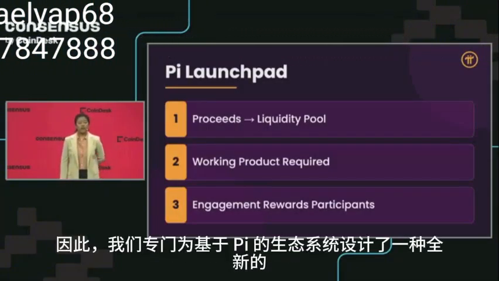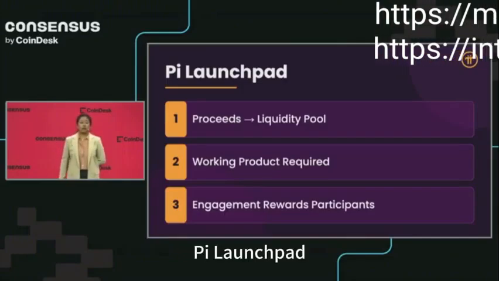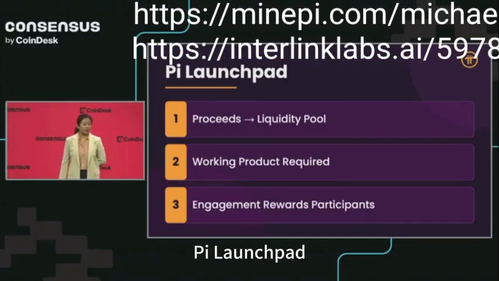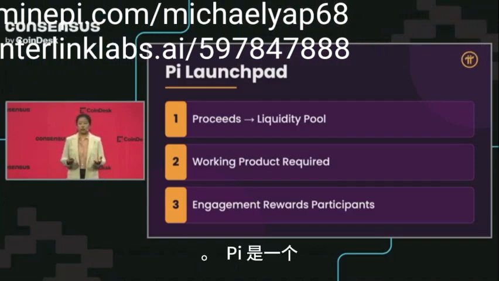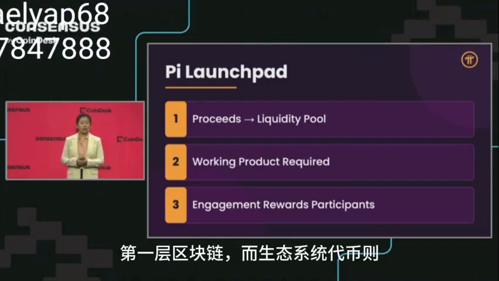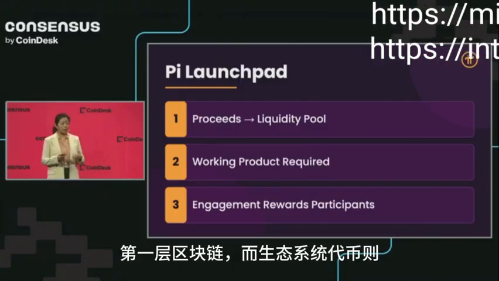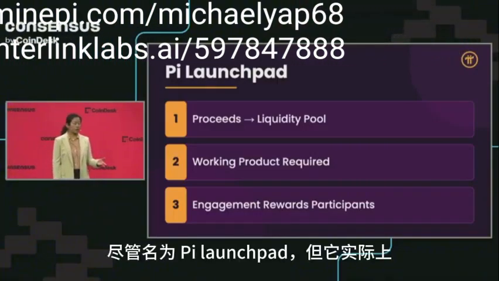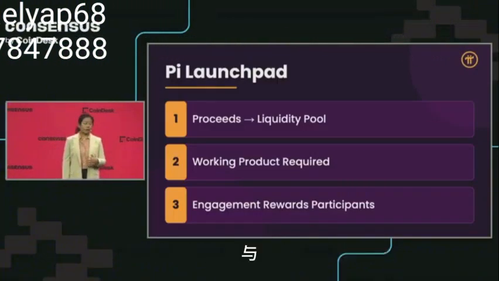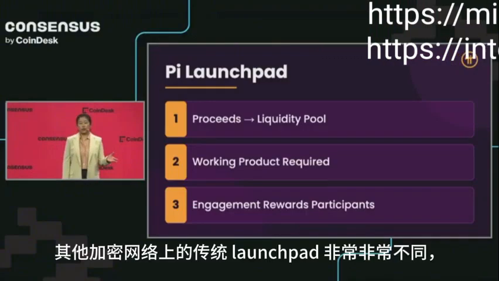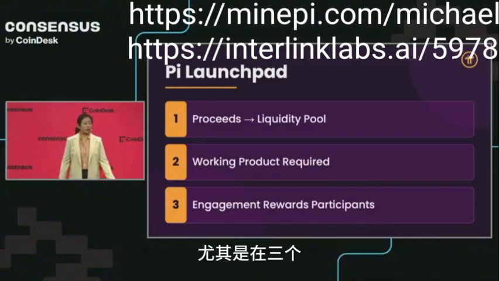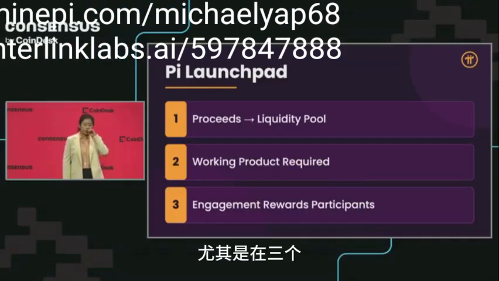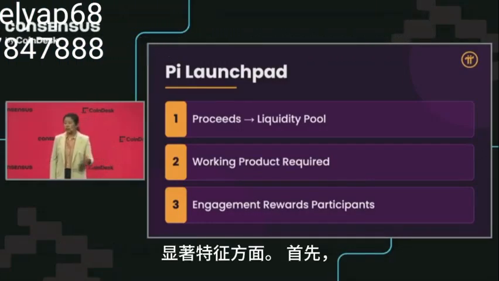Specifically, we came up with a novel design, Pi Launchpad, for ecosystems on top of Pi. Pi is a layer 1 blockchain, and ecosystem tokens are tokens on top of that. Pi Launchpad, despite the name, differs very much from the traditional launchpads on other crypto networks. Specifically, in three distinctive characteristics.